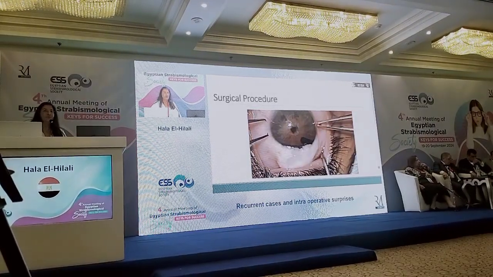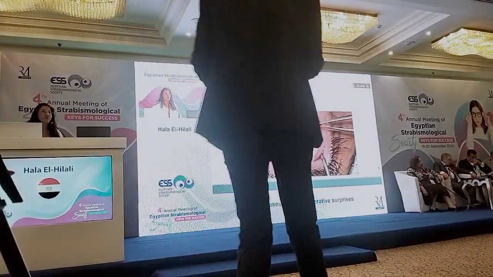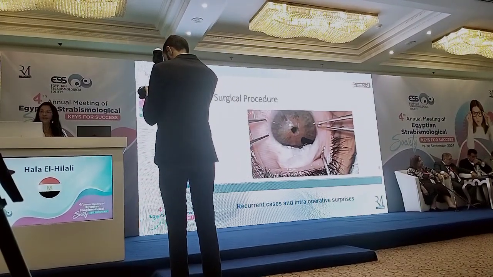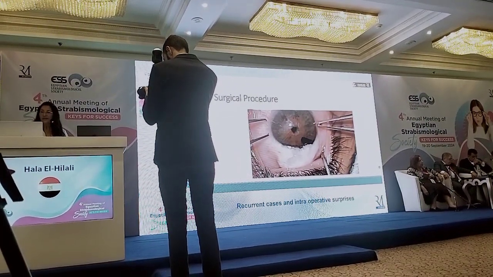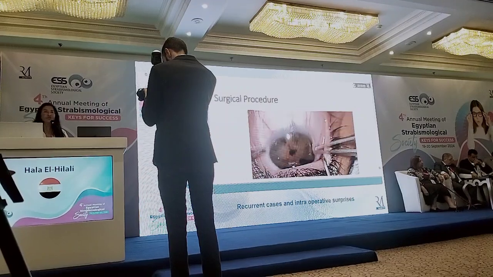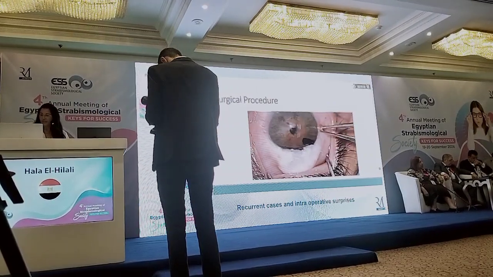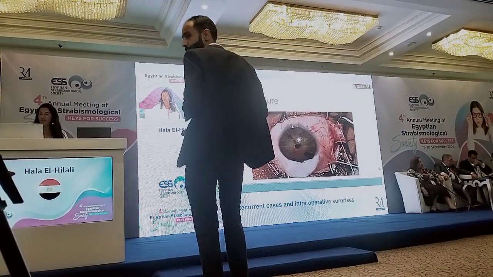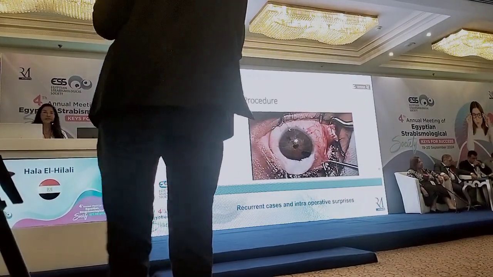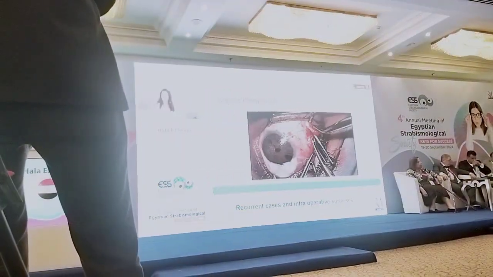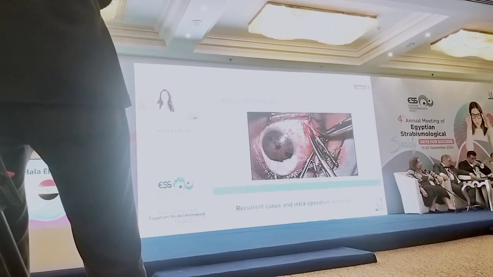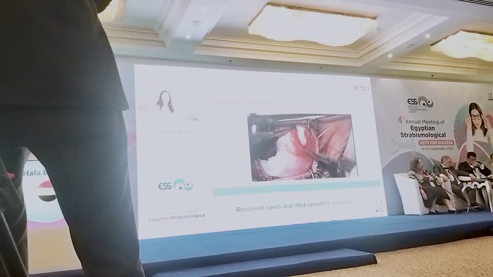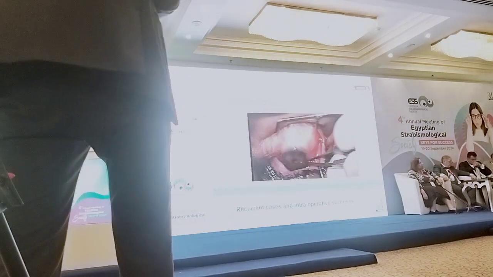So on table, the first thing I did was to perform the forced duction test for the inferior rectus muscle and for the lateral rectus muscle. There was a mild restriction to passive elevation of the eye and more restriction to passive adduction of the eye. So I started with the lateral rectus muscle. I secured it with a 6-0 suture, disinserted it from the globe, and repeated the forced duction test, but it remained the same. It was still very, very tight.